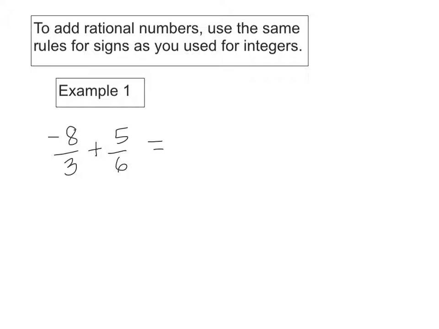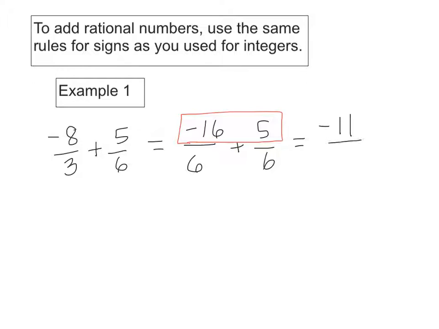6 is a common multiple for 3 and 6, so I'm going to make 6 my common denominator. And I would take the negative 8 times 2, since I took 3 times 2, so I get negative 16 plus 5, 6. And then I can just focus on the numerators, and I use integer addition. Negative 16 plus 5, I'm going to get a negative 11 sixths.